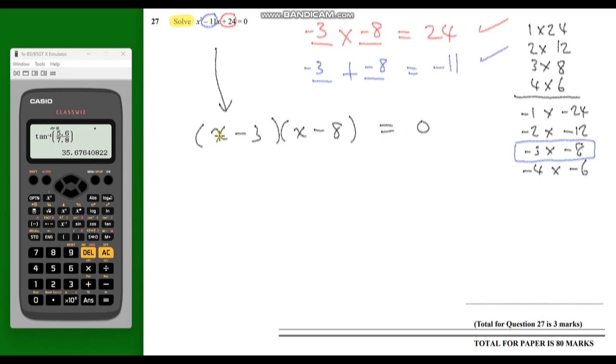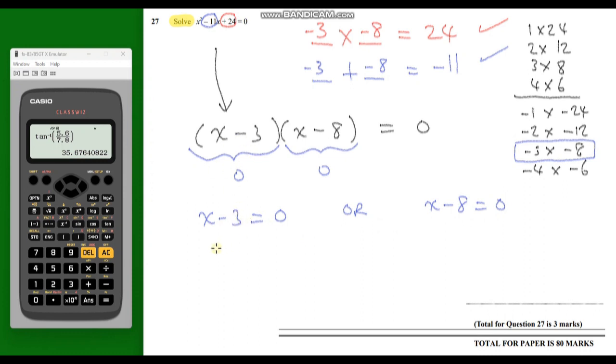Now, the key thing here is recognizing that whenever we multiply anything by 0, we always get 0. So if one of these is 0, for example, if this here is 0, it doesn't matter what this is, our answer is going to be 0. Likewise, if this is 0, then it doesn't matter what's in here, we're always going to get 0. So at least one of these has to be 0. So either x minus 3 is equal to 0, or x minus 8 is equal to 0. And now we can just solve these two equations.